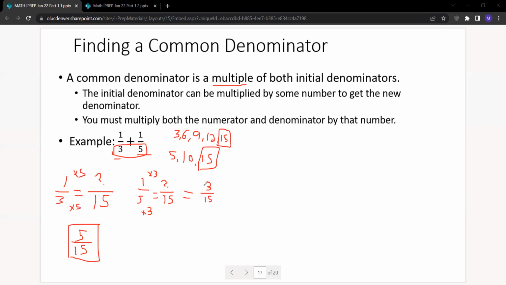So now we have two numbers that have a common denominator, right? They both have a denominator of 15. So now we can just go ahead and add those together. So we have 5 over 15 plus 3 over 15 equals 8 over 15. That is your final answer. So hopefully that kind of helps figure out how to find a common denominator and also kind of walk you through how to add those together.